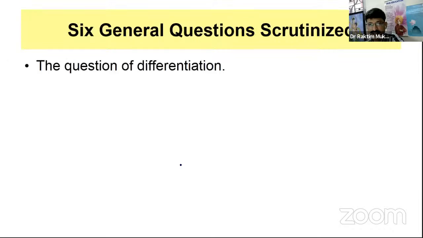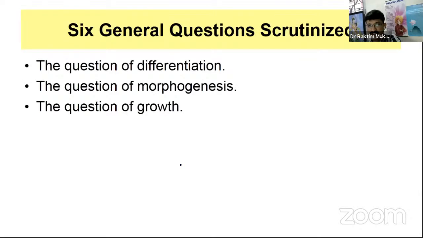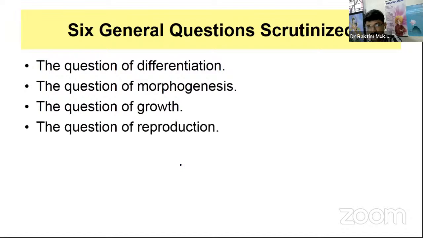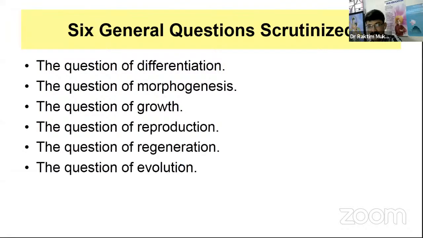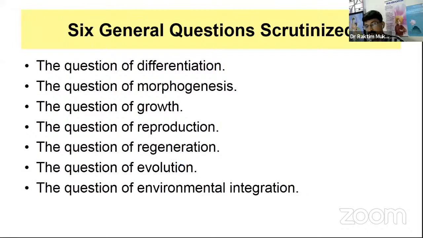In addition, there are 6 general questions scrutinized: question of differentiation, morphogenesis, growth, reproduction, regeneration, evolution, and environmental integration. What is environmental integration? Can anyone tell me? What is environmental integration and why is it so important? Why don't we ignore it? Otherwise, differentiation, morphogenesis, growth, reproduction could have been enough. What is the function of environmental integration?